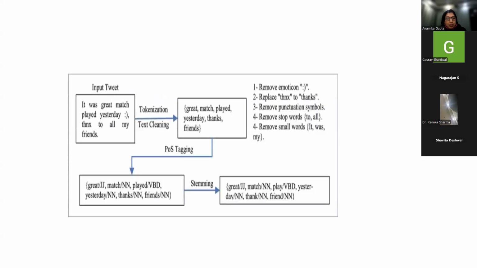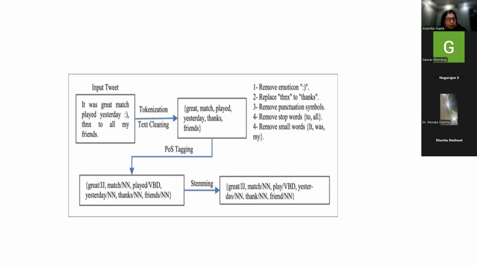Let me give you one example of a tweet. This was the tweet: It was great match played yesterday. Then there's a smiley sign, a comma, and Thanks. You can see how thanks is written. To all my friends. And then a full stop.